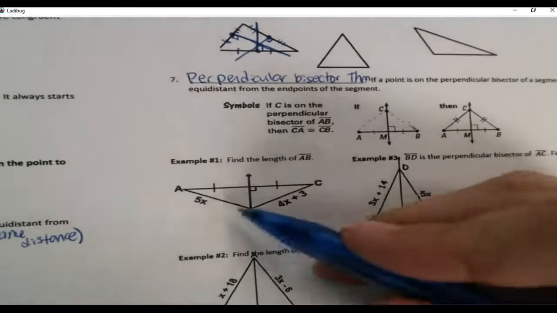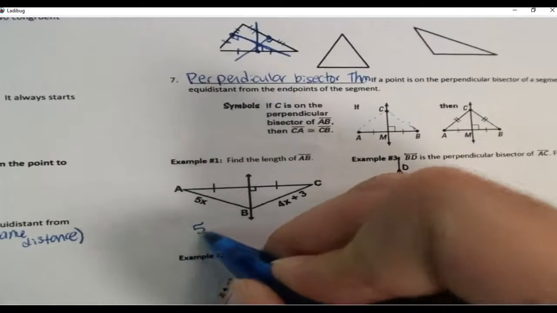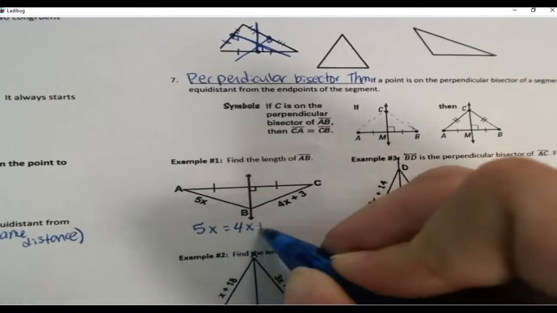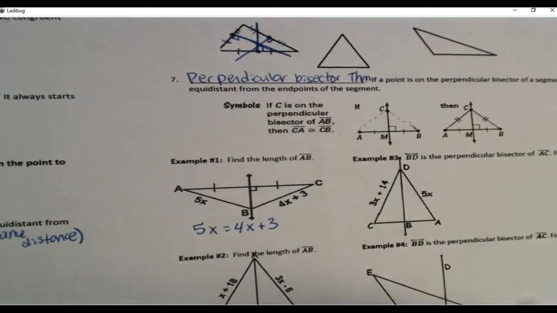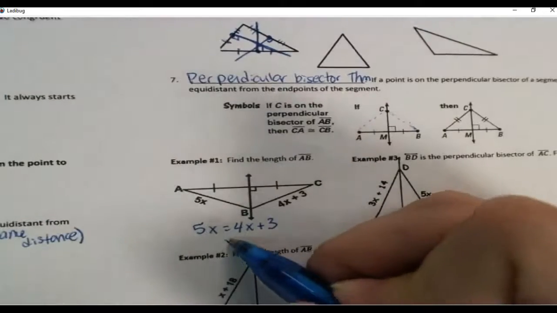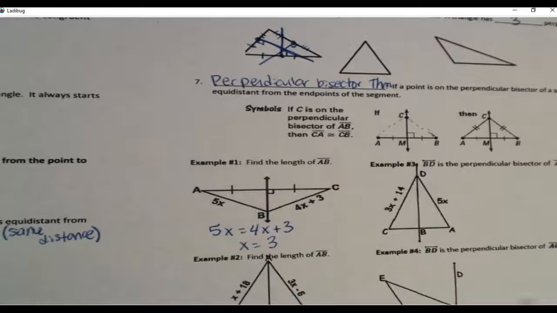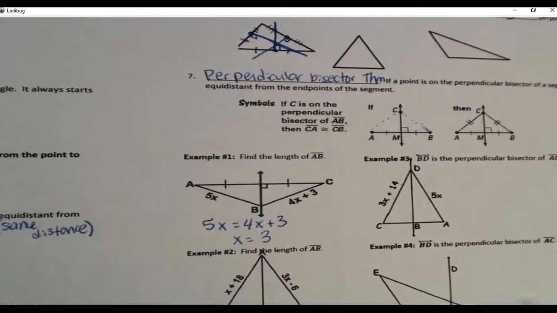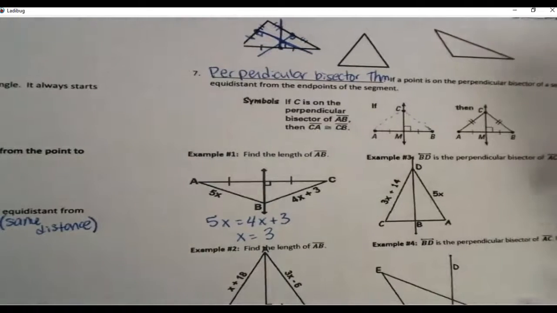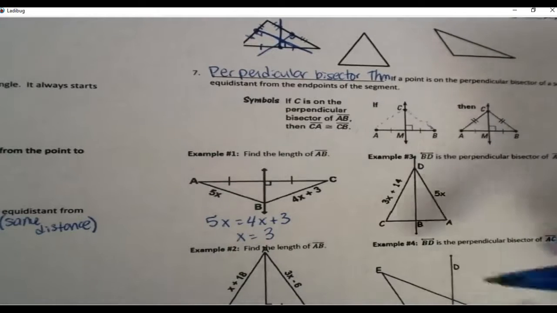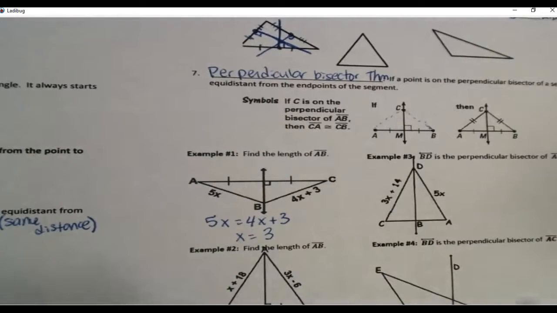So then example 1 right here, we could just set these equal. So we get x equals 3. So we just move over the 4x. And then same thing on 2, 3, 4. You're just setting them equal. Just making sure there wasn't something different, but there wasn't.